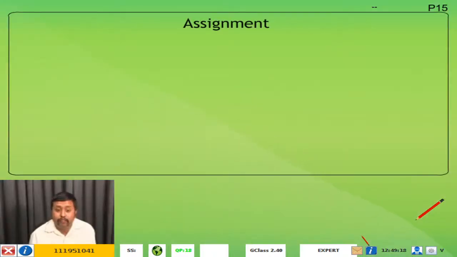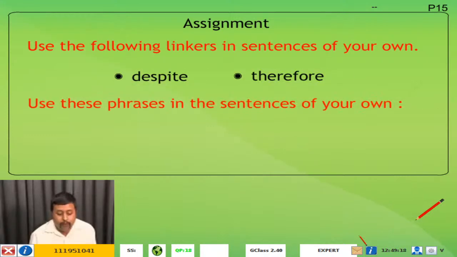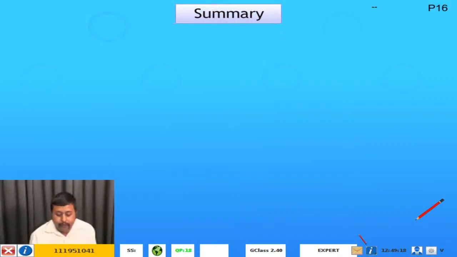So here's an assignment for you all. So what are you supposed to do? Use the following linkers in sentences of your own. You have to use this word despite, therefore. Use these phrases in sentences of your own, look for, in order to, right?